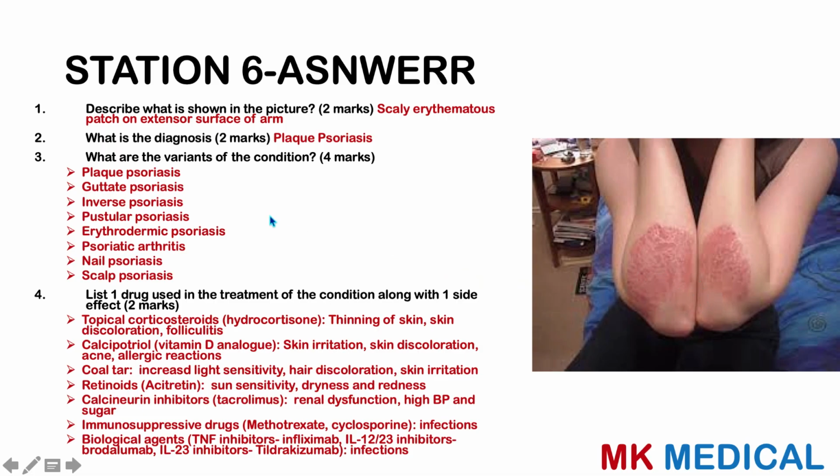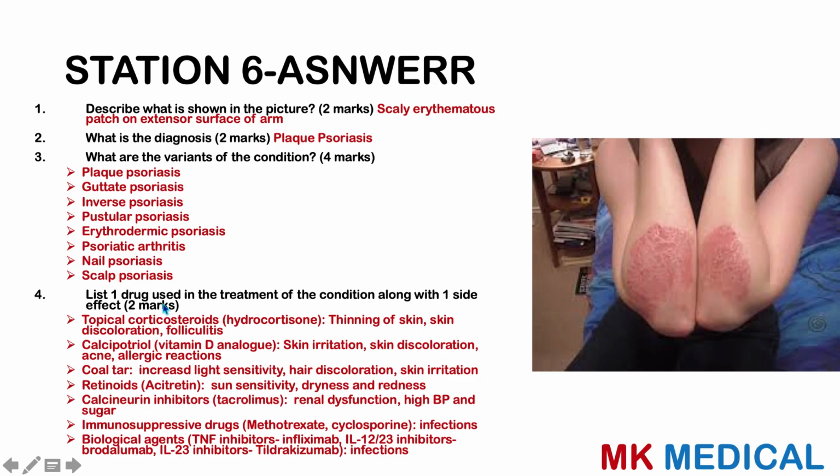The different types of psoriasis, you have plaque psoriasis, which is the most common, guttate psoriasis, which causes this intense itching, inverse psoriasis, which is found in the creases like the armpits and the genitals, pustular psoriasis, which sometimes has pustules inside them that look like they have pus. Erythrodermic psoriasis, which causes the skin to fall off in sheets. Psoriatic arthritis affecting the joints, nail psoriasis, and scalp psoriasis.